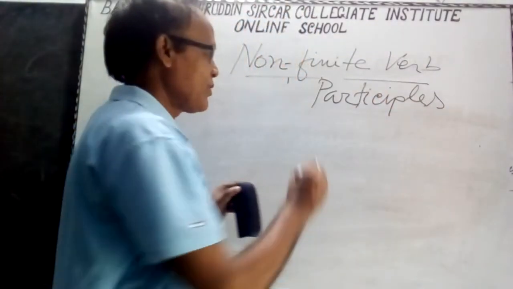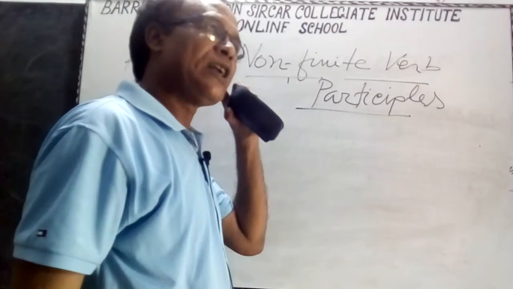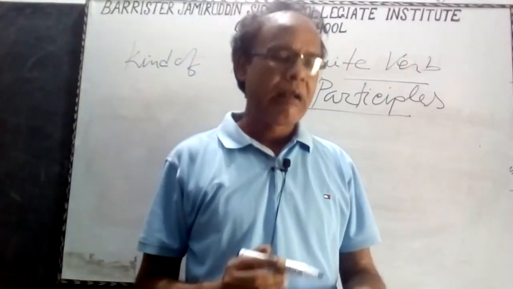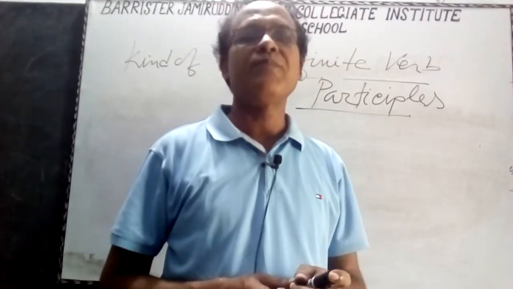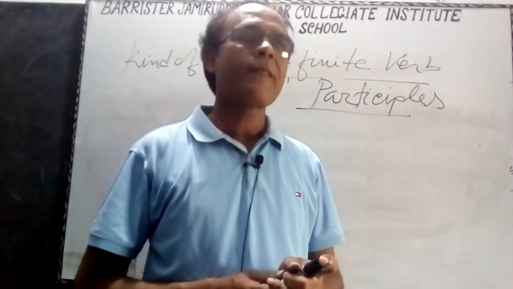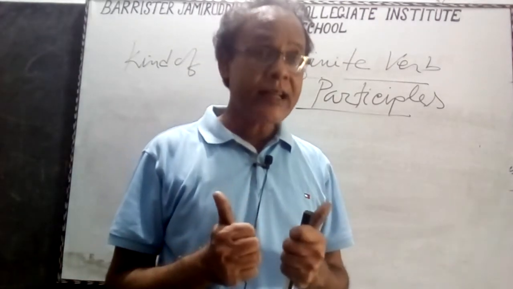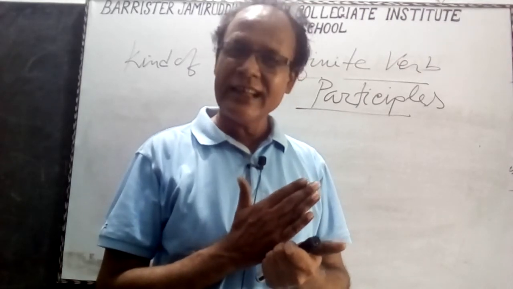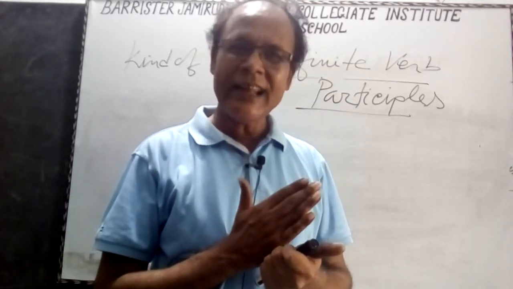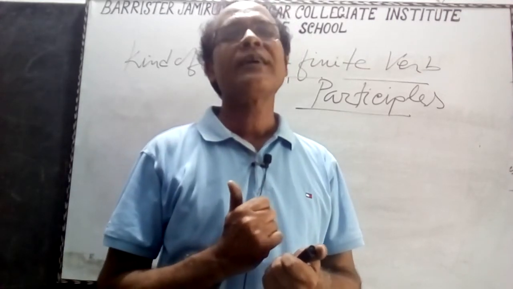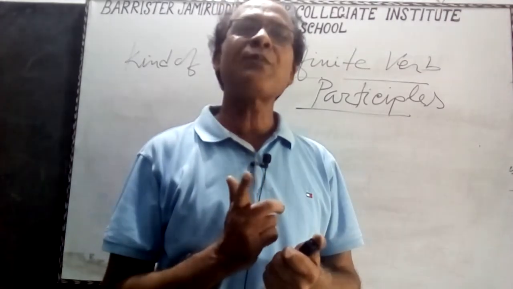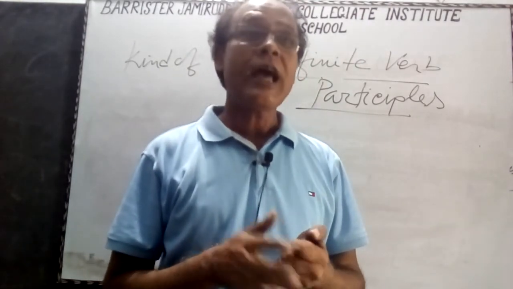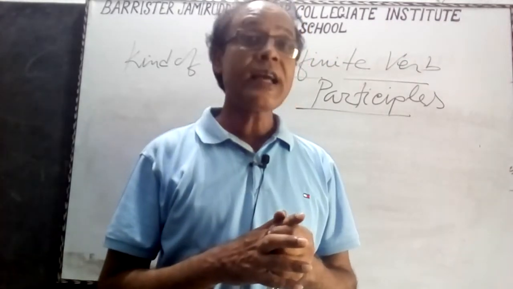Participle. What is participle? We must know the definition of participle. Participle is a form of verbs that takes ing, ed, t, d, n, en, or having before. Verb plus ing, and before the verb there is having. So these are called participles. And participles work as adjectives.